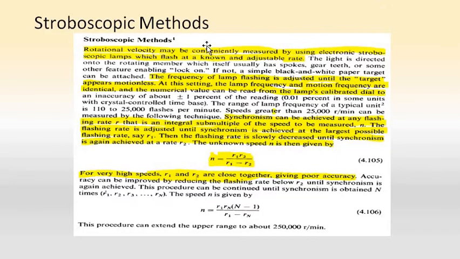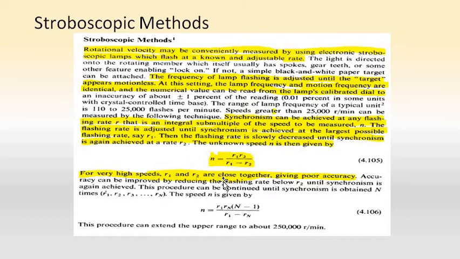The next method is stroboscopic methods. In this method, rotation velocity may be conveniently measured by using an electronic stroboscopic lamp, which flashes at a known and adjustable rate. The flash of that lamp can be adjusted manually. By adjusting the flash of the stroboscopic lamp, an equilibrium, or synchronism, is reached, and depending upon the synchronism rate, the rotation velocity is measured.